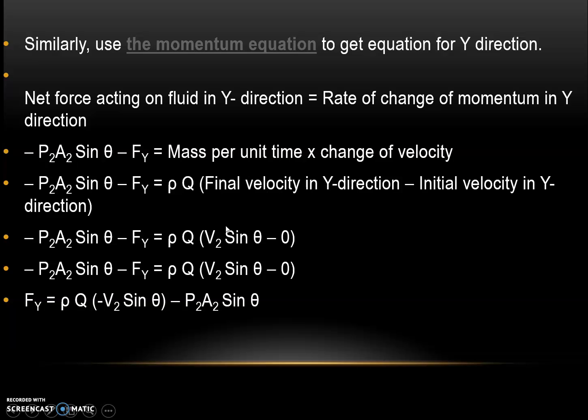The final velocity in the y direction is V2 sin theta and the initial velocity in the y direction is 0, because the velocity at section 1 is only along the x direction, so its component along the y direction is 0. Once we rewrite this equation, we get Fy equal to rho Q into minus V2 sin theta minus P2A2 sin theta.